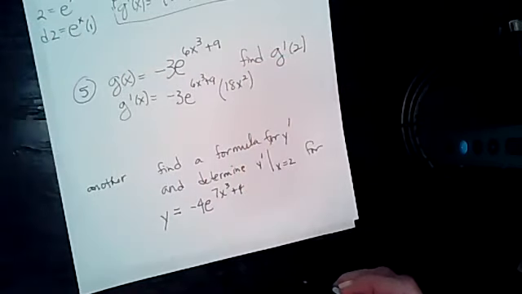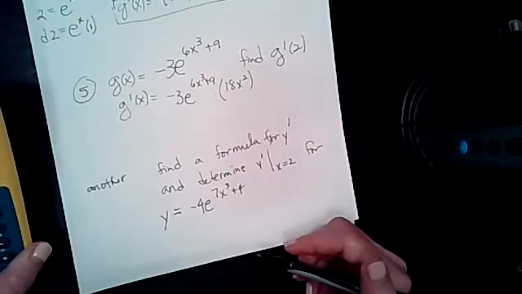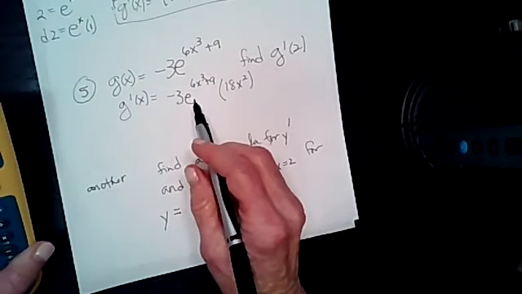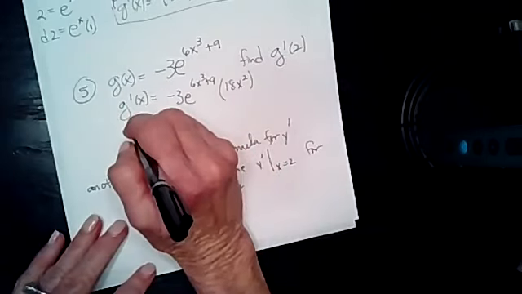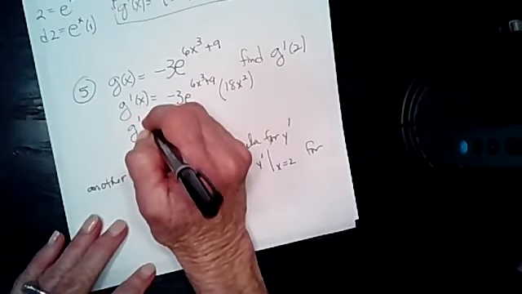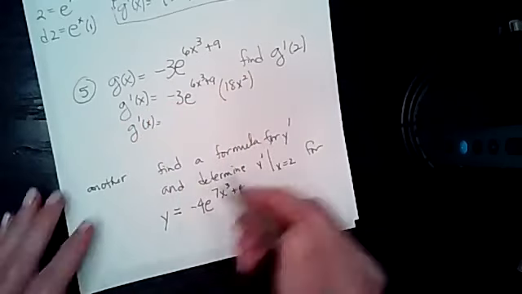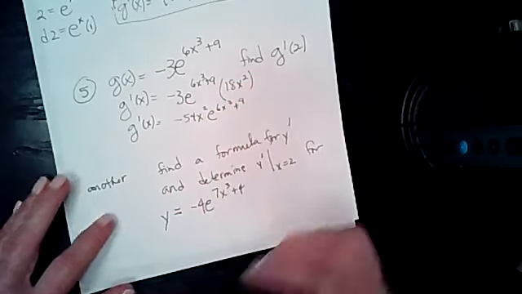Okay, and so the thing about it, we've been doing 2, store for x and enter, and we just plug all that in, but they won't take that number. We have to leave it in terms of e. Okay, so let's do my outside number. So g prime of x is negative 3 times 18x squared is negative 54x squared e to the 6x cubed plus 9.